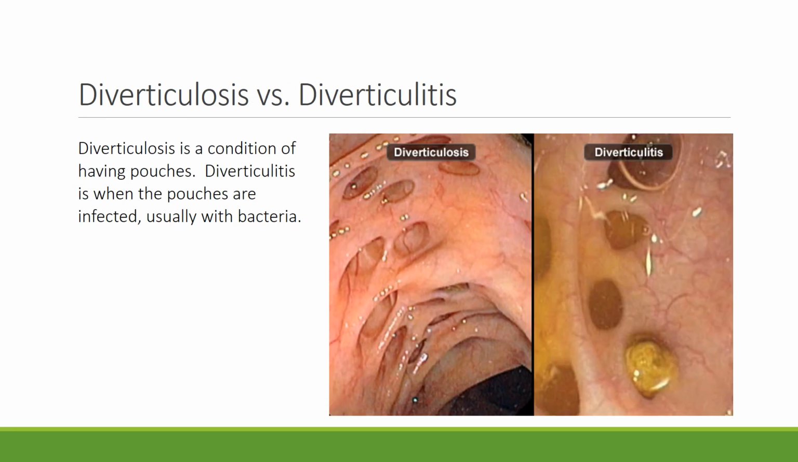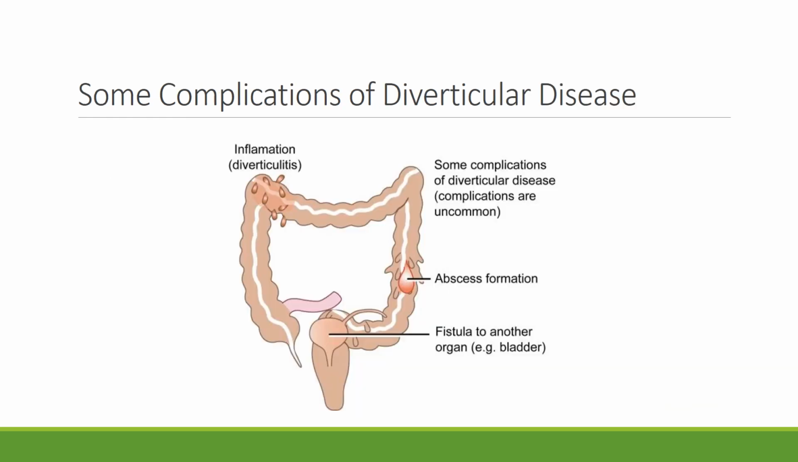Compare these pictures of diverticulosis and diverticulitis. The one on the left is diverticulosis, which shows you the outpouchings. The one on the right is diverticulitis, which shows you the outpouchings with bacteria or an infection. The ending itis means an inflammation of.